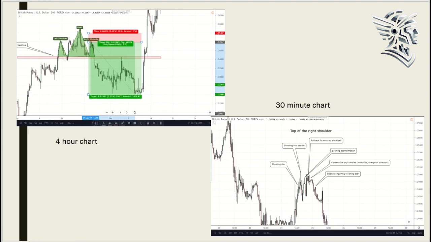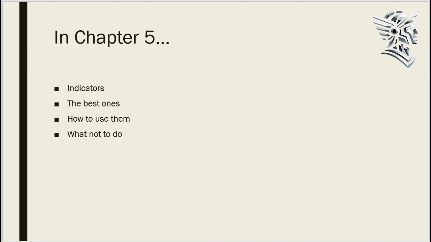So to conclude, in chapter 5, we'll just be going over indicators, the best ones, how to use them, and what not to do with indicators, because there are a lot of situations where people will trade based off indicators and find out that they are heavily wrong, and they've already lost a lot of money and time trading off those.